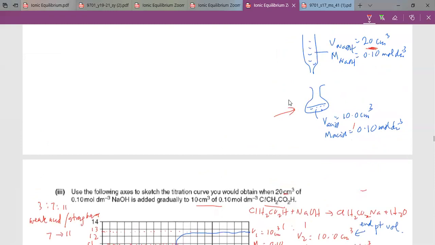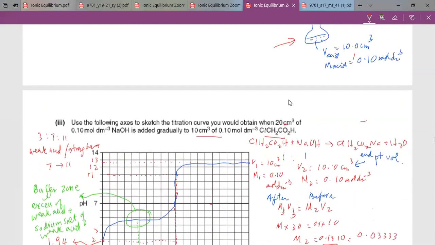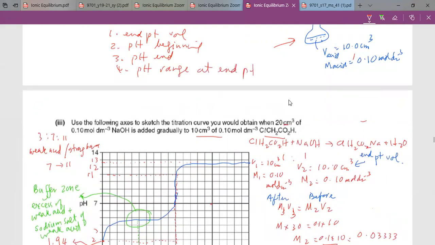Then they say, sketch the graph. Remember I told you 4 points: 1, end point volume. 2, pH at the beginning. 3, pH at the end. 4, pH range at the end point. Sometimes they don't care, but sometimes they ask you to calculate. If they don't care, you can put any amount, but of course it must be reasonable.